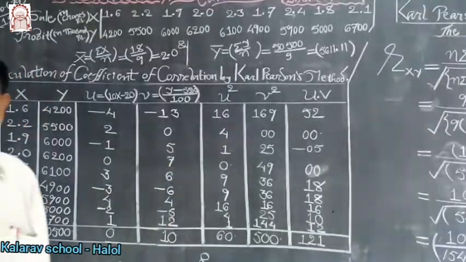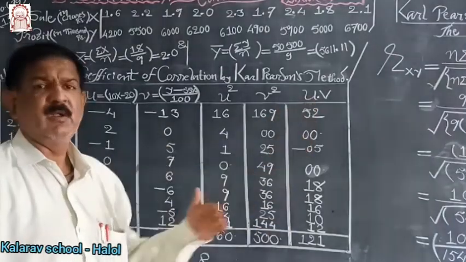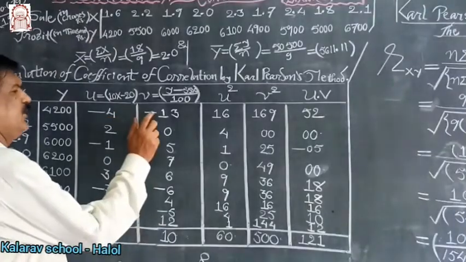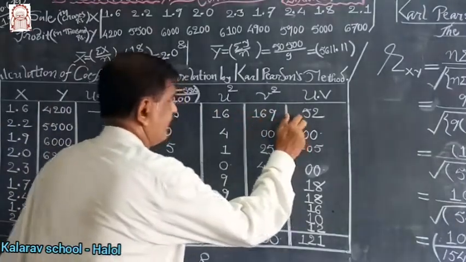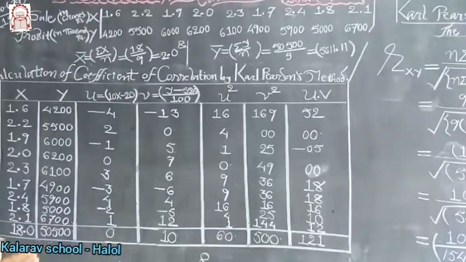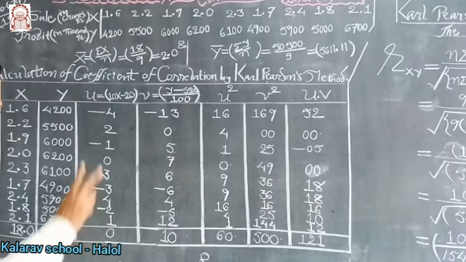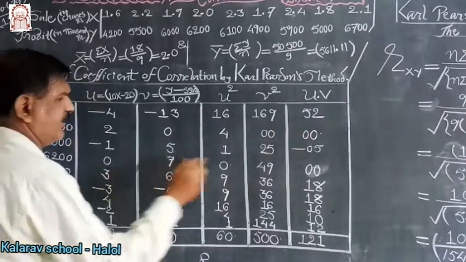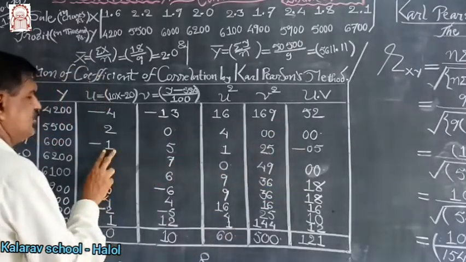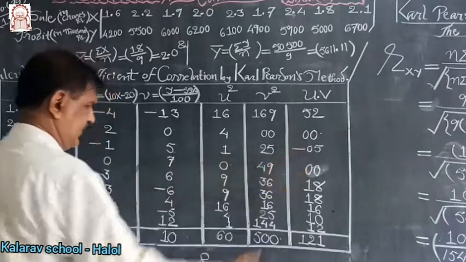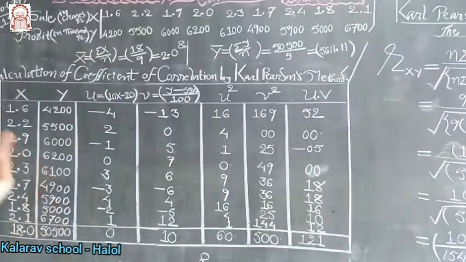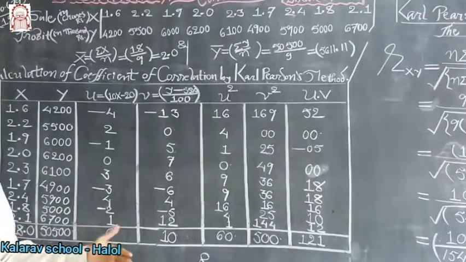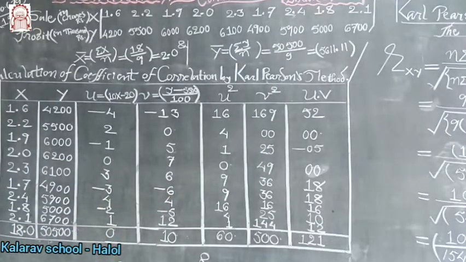And finally, the last column would be u into v, that is the product of u and v. Minus 4 into minus 13 becomes 52. 0 multiplied by any number becomes 0. 2 into 0, 0. 0 into 7, 0. Minus 1 into 5, minus 5. Now, after completing the table, make the totals manually as well as by calculator. Make use of the calculator also.